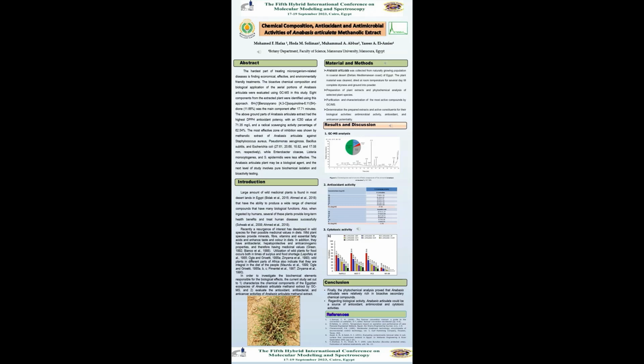Material and methods: 1. Anabasis articulata was gathered from a wild population in the Egyptian desert. The plant material was cleansed, air-dried for several days at room temperature until completely dry, and then ground into powder. 2. Preparation of plant extracts and phytochemical analysis of selected plant species. 3. Purification and characterization of the most active compounds by GC-MS. 4. Determination of the prepared extracts and active constituents for their biological activities: antimicrobial activity, antioxidant, and anti-cancer potentiality.